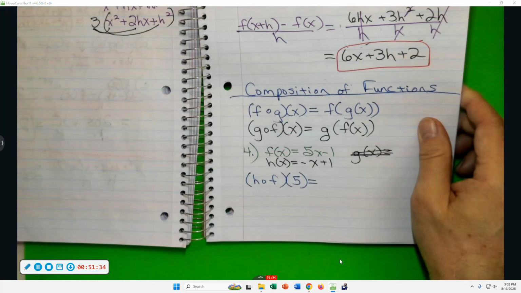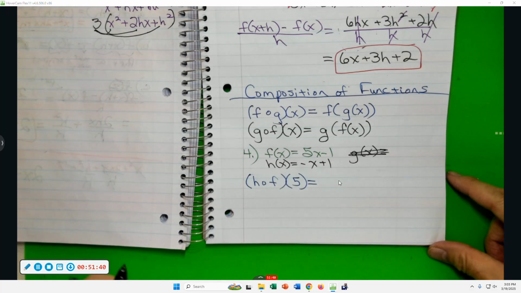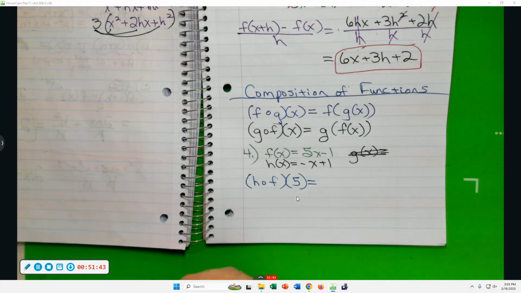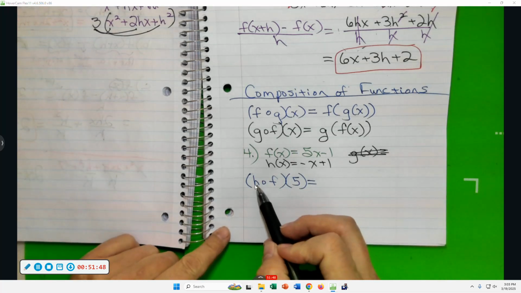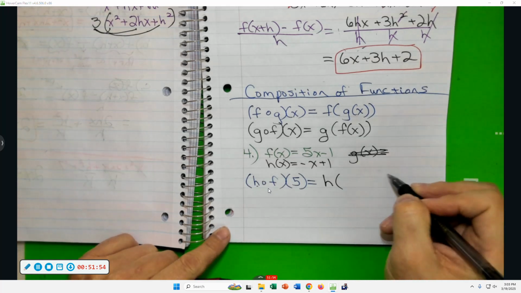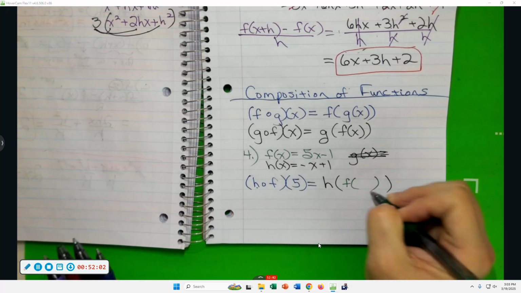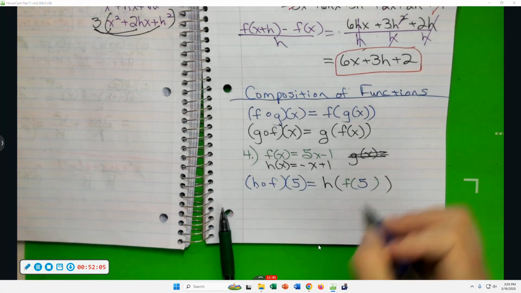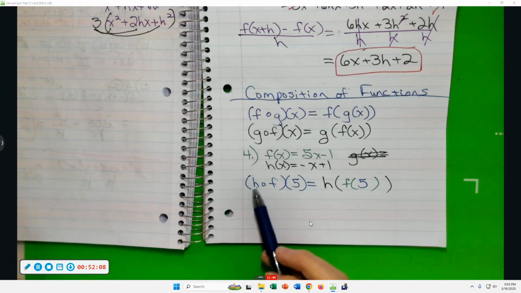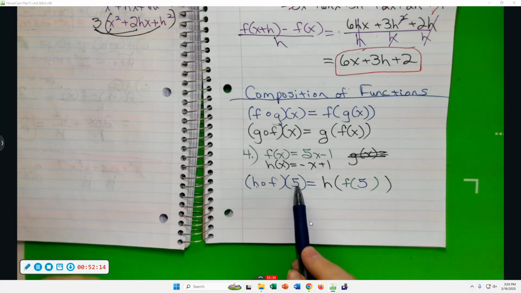Here we go. You should be thinking to yourself, it must be pretty short, or I would have started on another page. I try not to spread the problems from one page to the next. h is my outer function. I'm going to write this without an o. h is on the outside, and on the inside, we have f of 5. h is on the outside, the inner function is f, and it's being evaluated at 5.